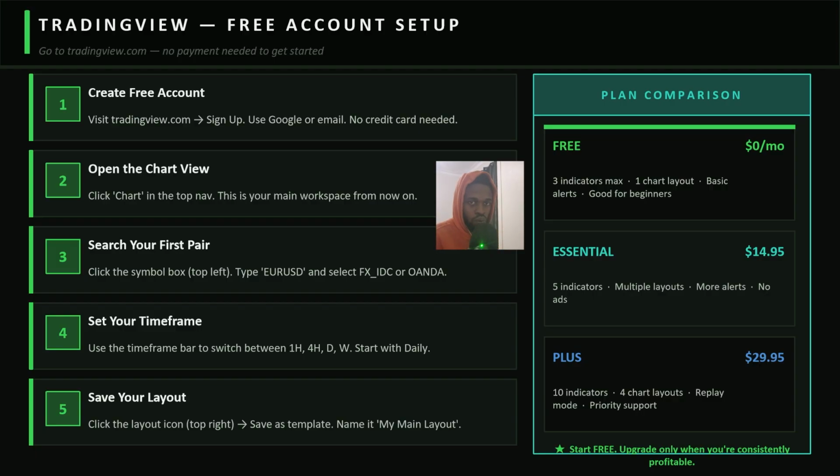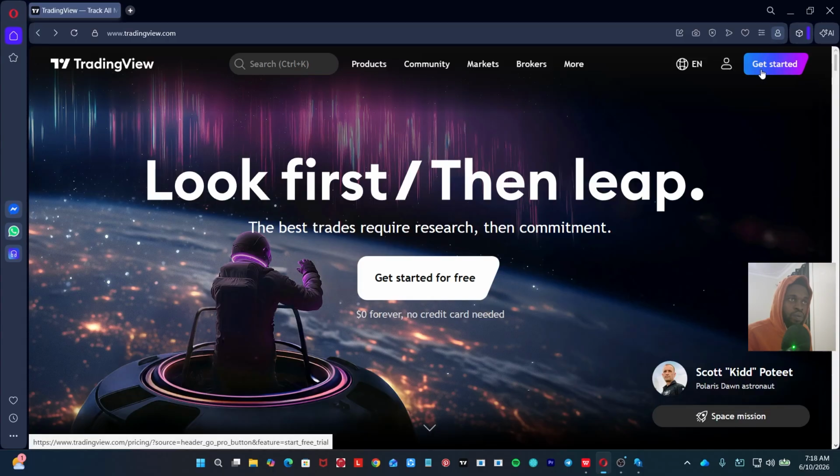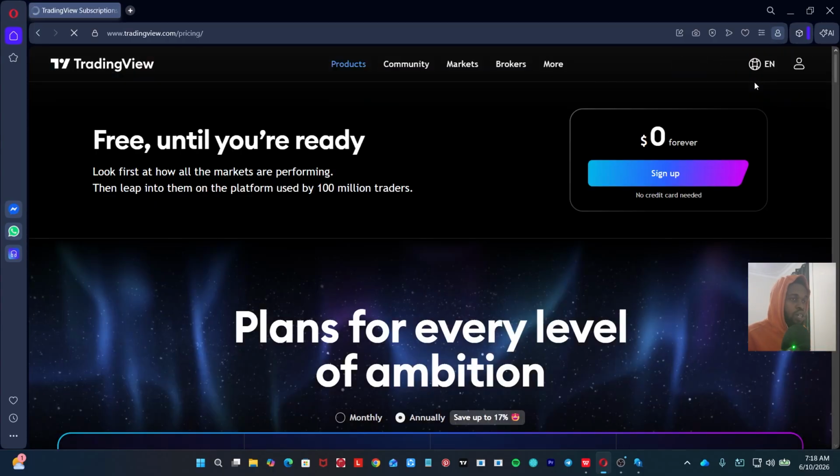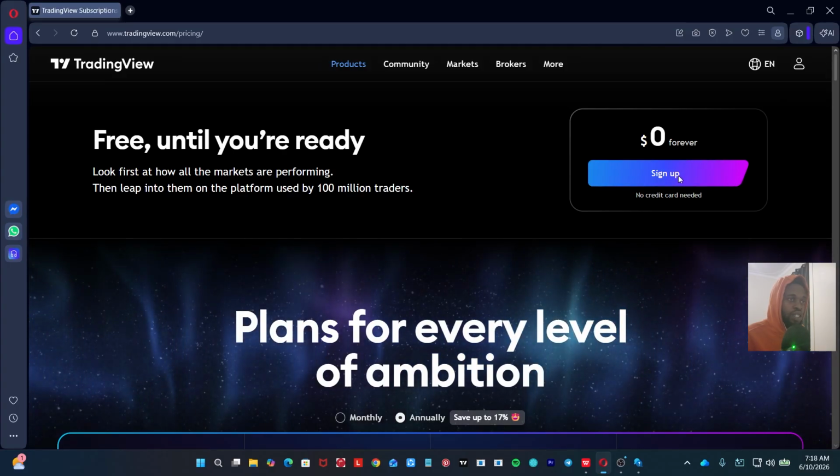We are going to go through a live example of this. Actually, when you look at this, this is the page. As I said, you type in tradingview.com. So this is your workspace. When you're getting started, as I said, you can start at $0, no credit card needed. Here you can get started, and by getting started, you can actually sign up.